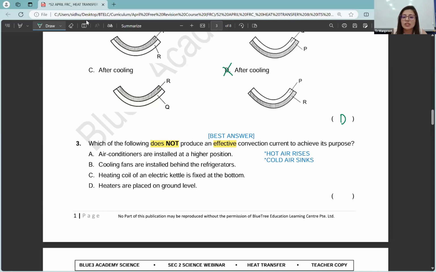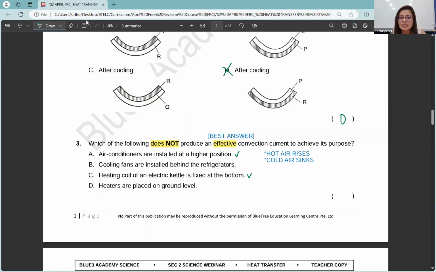Heating coils in an electric kettle. The purpose of the electric kettle is to make something warm and keep it warm, right? When the heating coil is placed at the bottom, that means the bottom of the liquid will heat up and then it will rise. Effective. Okay, so far we found 2 effective. Let's take note of these first.